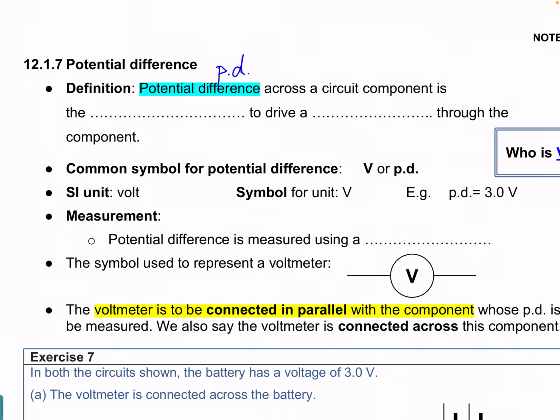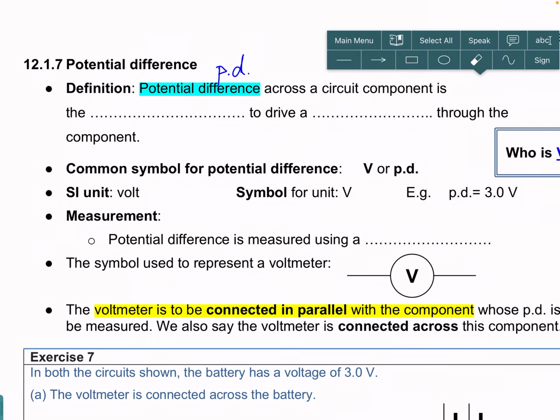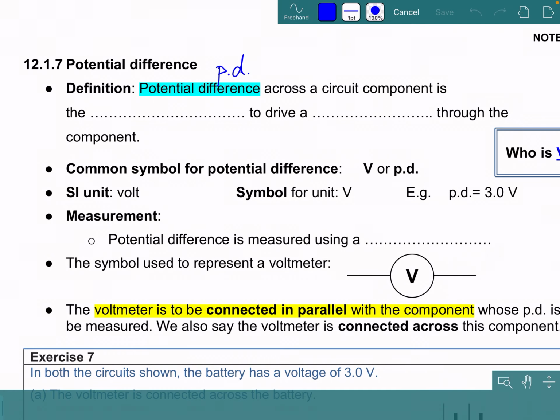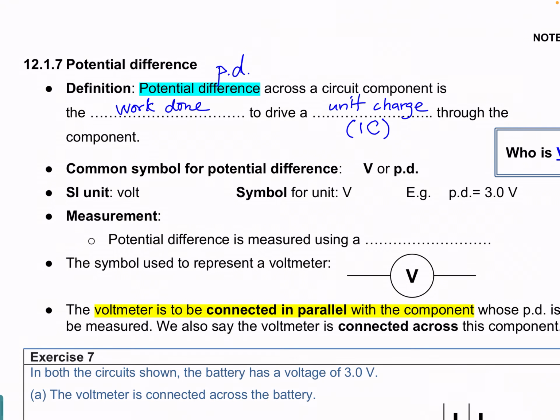We have a formal definition for potential difference: potential difference across a circuit component, for example a lamp, is the work done to drive a unit charge through the component. Okay, so a unit charge actually means 1 coulomb of charge. C is the unit for a charge, okay, 1 coulomb.